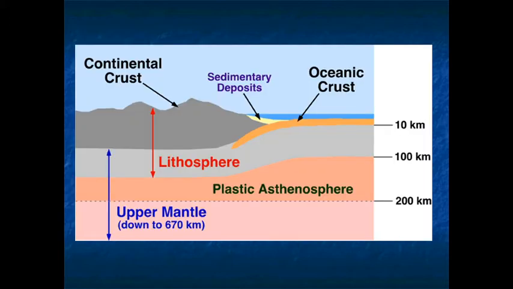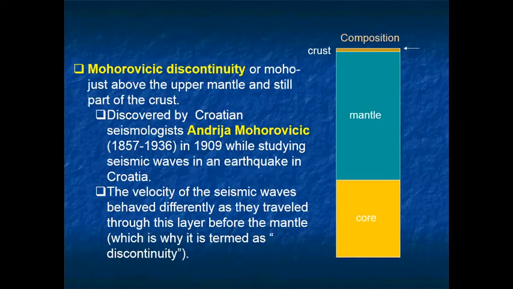Here in the illustration, you can observe where the continental crust is and where the oceanic crust is. We also have the other layers of the Earth right after the crust. Now, we have what we call the Mohorovicic discontinuity, or the MOHO. This is just above the upper mantle and still part of the crust.